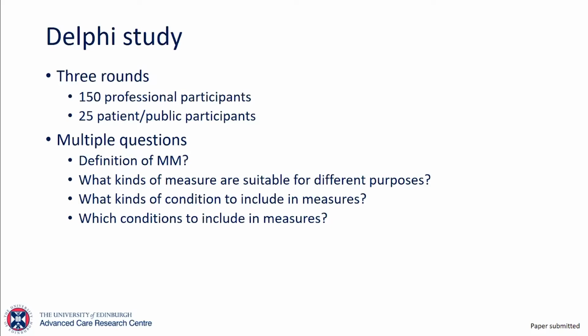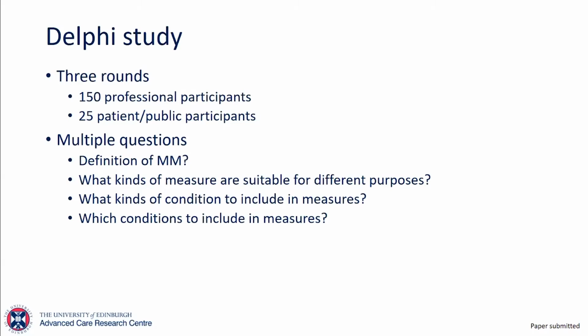The Delphi was a 3-round Delphi study. There were 150 professional participants and 25 patient public participants, and they were run as separate panels. There's a pre-specified meaning of what consensus is, which is that more than 70% of participants say something. And we treat the professional and public panels as separate. So if they both agree, that's fine. If they disagree, we can show that explicitly.